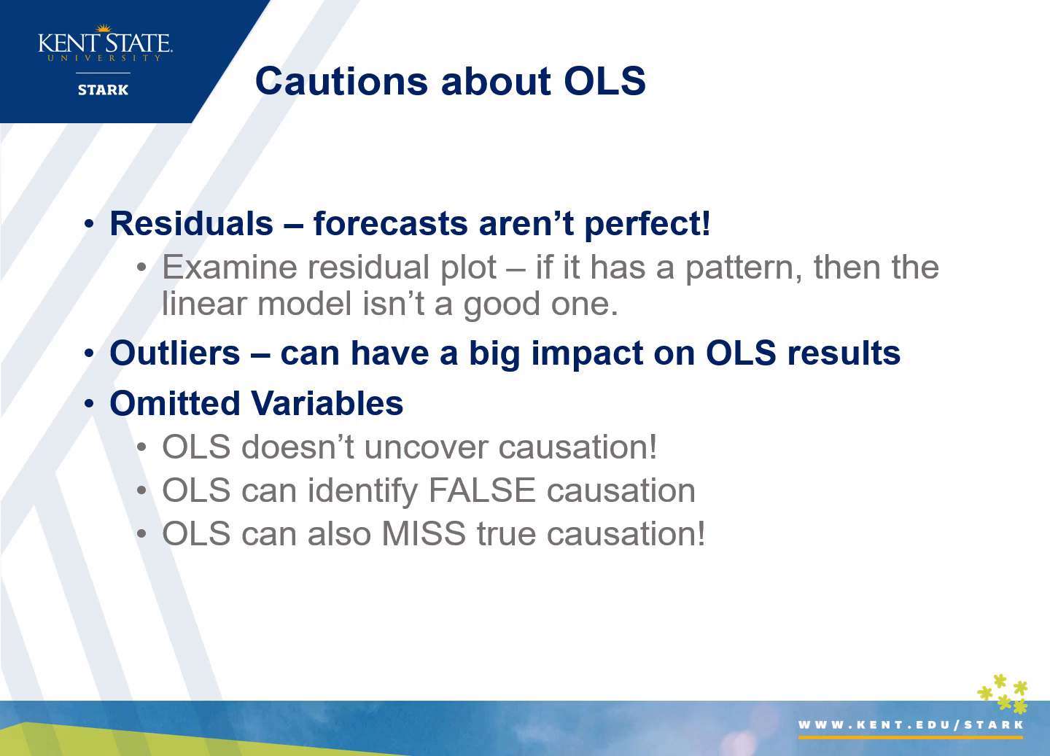Second, outliers can have big impacts on OLS results, so be careful. And finally, we must keep in mind the possibility of omitted variables. Ordinary least squares doesn't tell us if causation is there, just if there's an association in linear form. So we might falsely identify causation if we move too quickly and without caution. Similarly, we might actually miss true causation if the dependent variable is the result of a complicated process. So just because a simple regression doesn't find a relationship doesn't mean there isn't one at all.